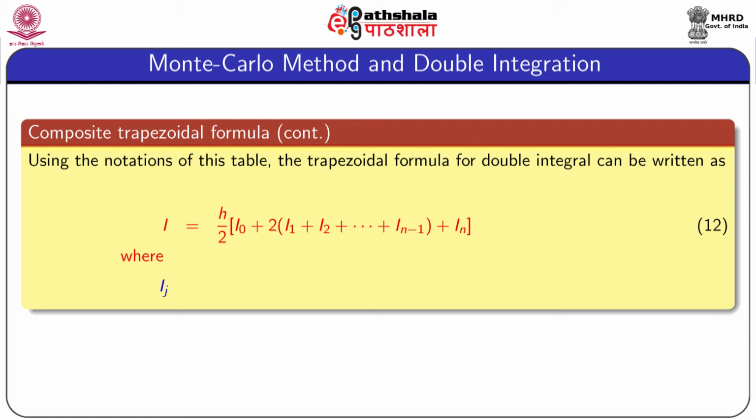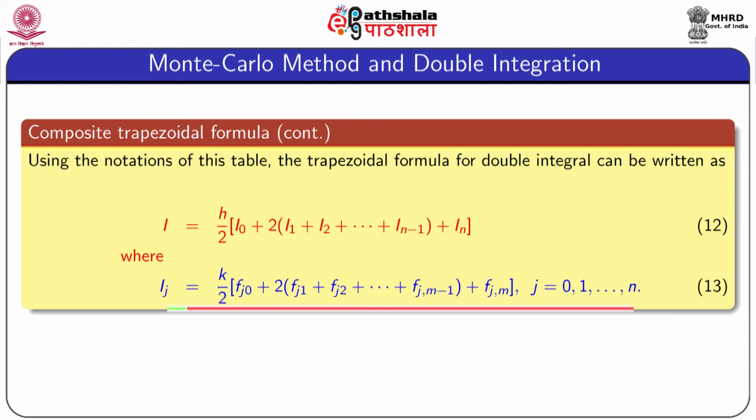Where Ij equals k by 2 into [f of j0 plus 2 into (f of j1 plus ... plus f of j comma m minus 1) plus f of j comma m], and this is true for all j equal to 0 to n. So this expression is nothing but the composite trapezoidal rule to find the integration with respect to y. So these two formulas, equation 12 and equation 13, are the composite trapezoidal formula to evaluate double integration.